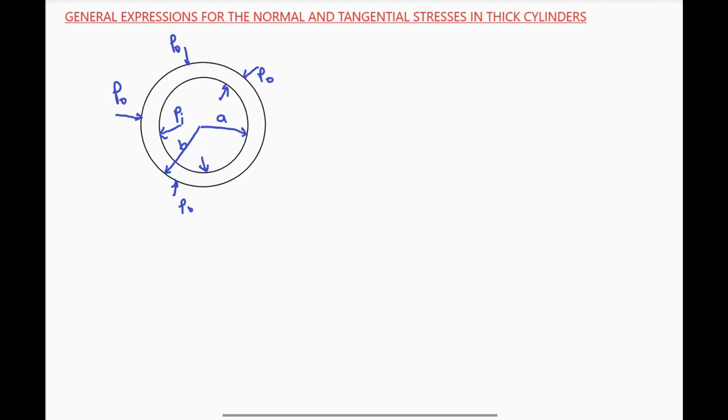Now in this video, I'm going to be deriving the general expressions for the normal and tangential stresses in thick cylinders. Now consider a thick cylinder acted upon by external pressure P0 at the radius B as shown and internal pressure Pi at radius A. So at r equals a, I have my radial stress equal to negative Pi.